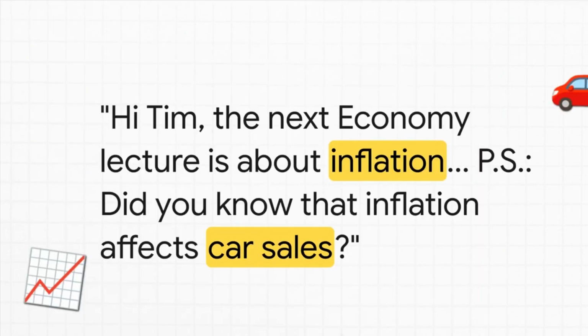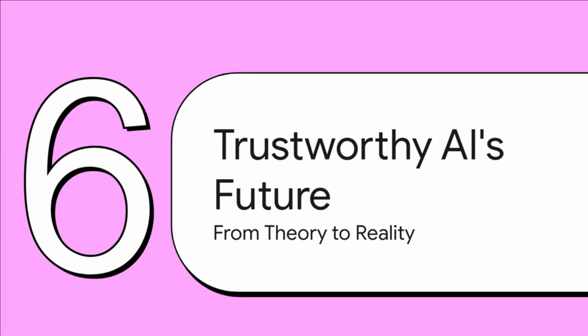So, after all that, what does Tim actually see? He gets this, a simple message, "Hi Tim, the next economy lecture is about inflation." But then look at this little PS. "Did you know that inflation affects car sales?" Boom. The system made that connection because it knew he works at a car dealership. In one sentence, it took a boring topic and made it directly relevant to his job and his life. That's a game changer. This is so cool, right?